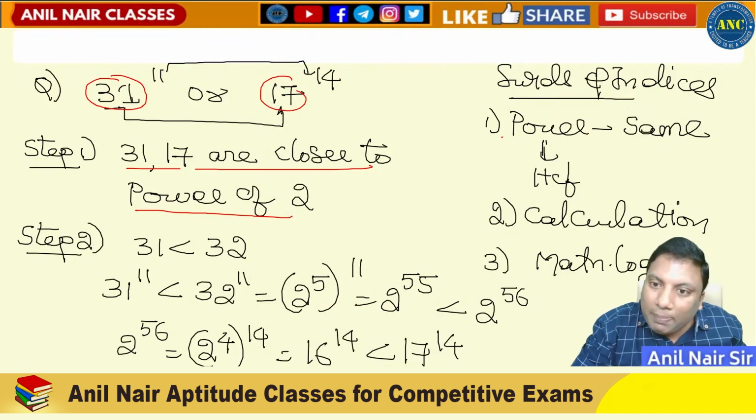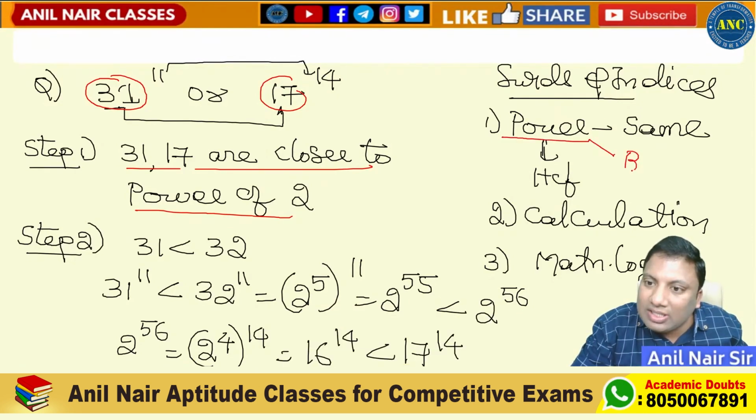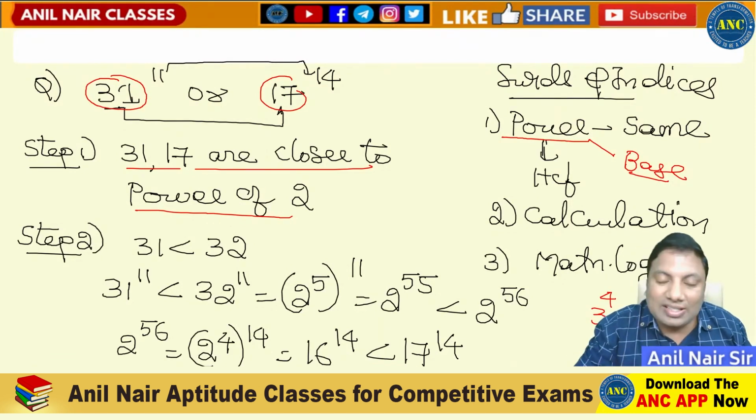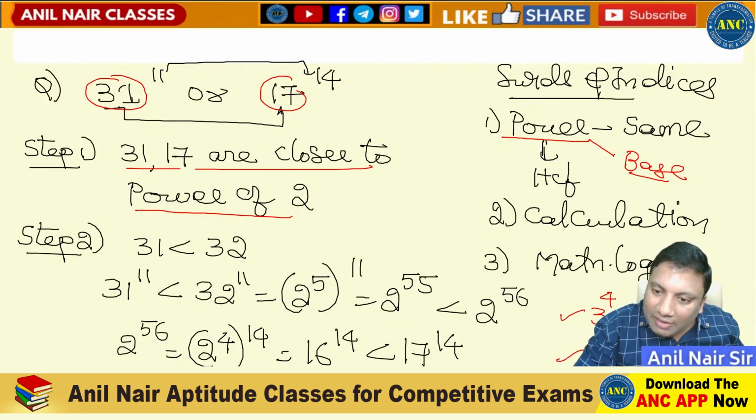So either the powers can be same or the bases can also be same. If the bases are same, suppose 3 is the base, 3 power 4 is less than 3 power 5 because the base is same. Power 4 is less than 5. Similarly, if the powers are same, for example, 2 power 4 and 3 power 4, the powers are same, 2 is less than 3.